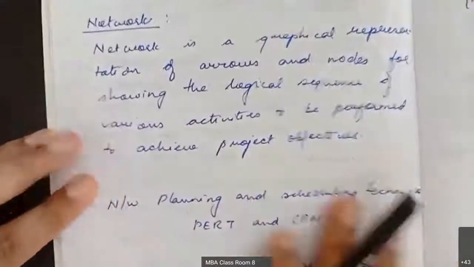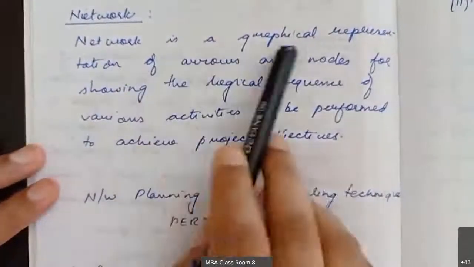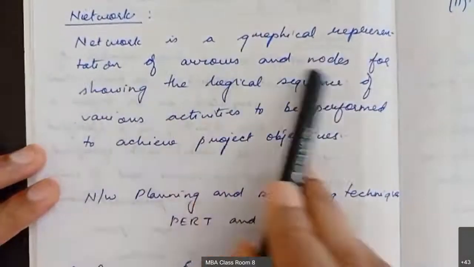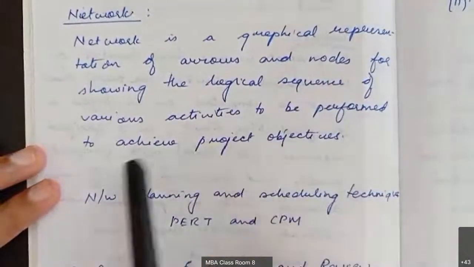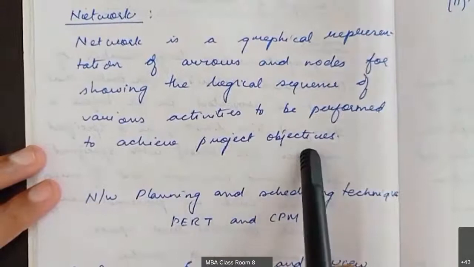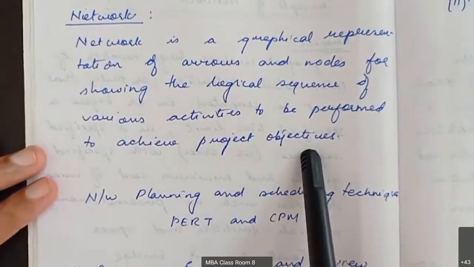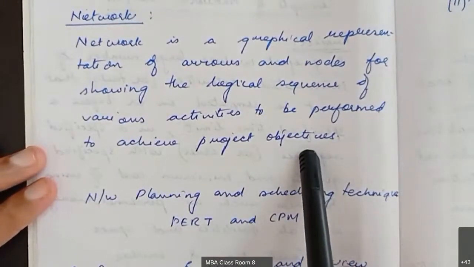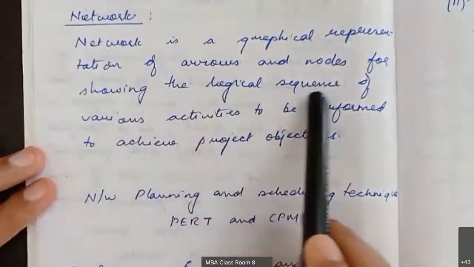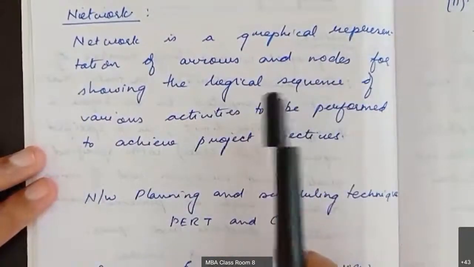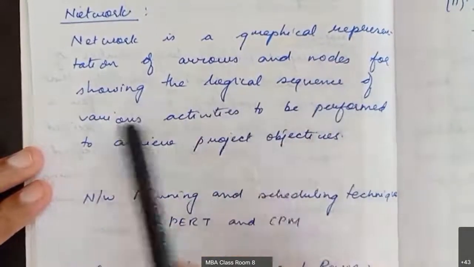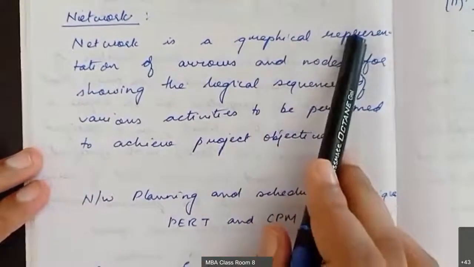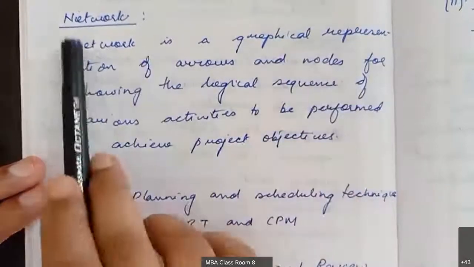Then we have the network. We already saw the network. A network is a graphical representation of arrows and nodes for showing the logical sequence of various activities to be performed to achieve project objectives. A project, we are depicting in the form of a network. It shows the logical sequence, one after the other, of the different activities that follow. That pictorial or graphical representation of a project is called a network.